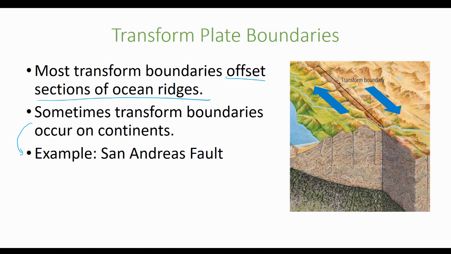LA is moving up and San Francisco is moving down. And in about 16 million years, Los Angeles will actually be north of San Francisco. That does mean that there will be a time where LA and San Francisco are right by one another. These boundaries are going to be characterized by long faults and shallow earthquakes.